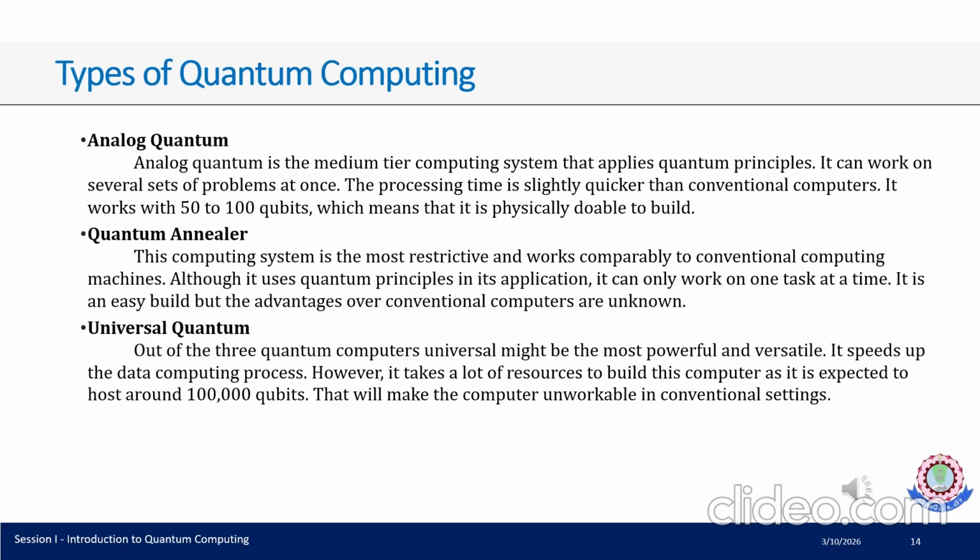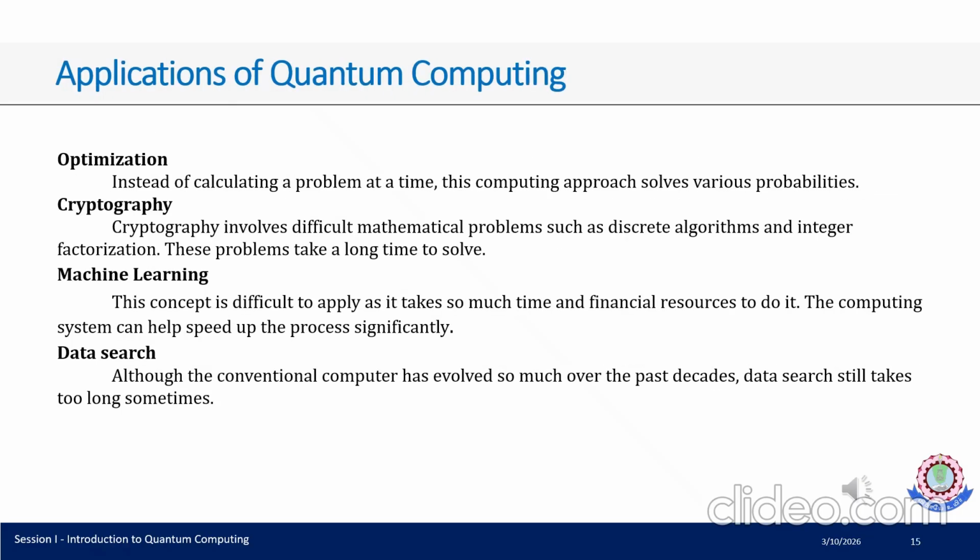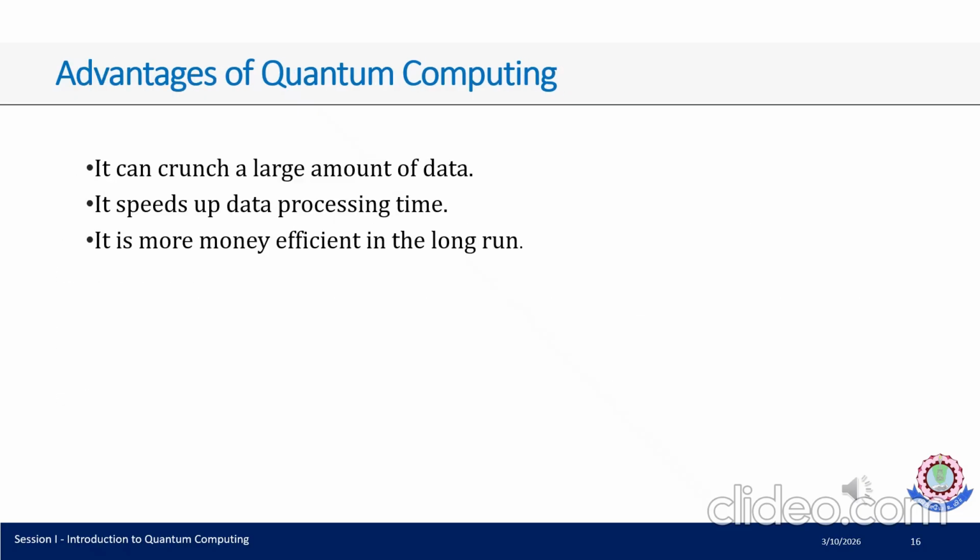Universal, one of the three quantum computers, might be the most powerful and versatile. It speeds up the data computing process. However, it takes a lot of resources to build this computer, as it is expected to accommodate around 1 lakh qubits. This will make the computer unworkable in conventional settings. So we can rely on simulators to touch the analog, quantum annealer and universal computing hardware. Applications: it can be applied in optimization problems, cryptographic problems, machine learning tasks, and data search techniques.